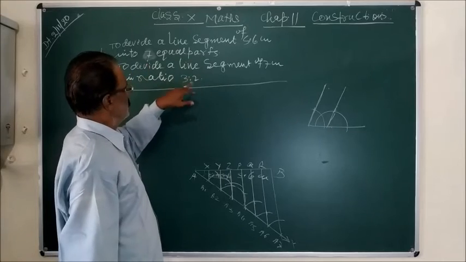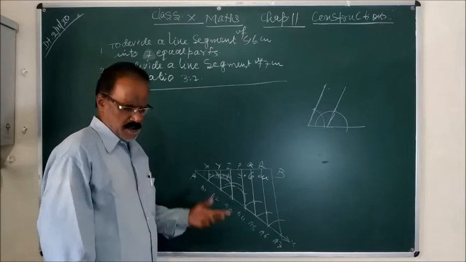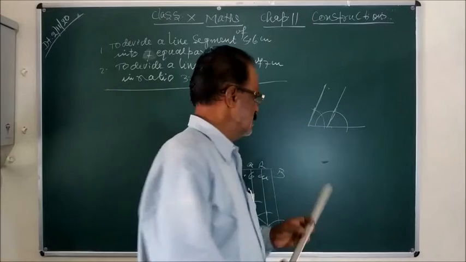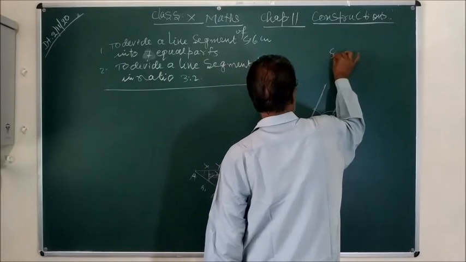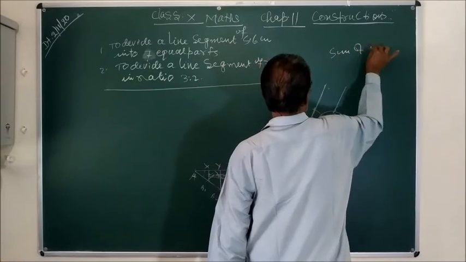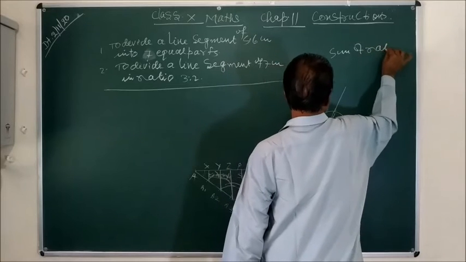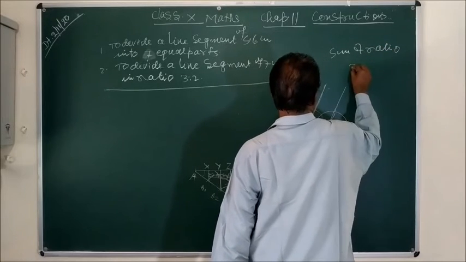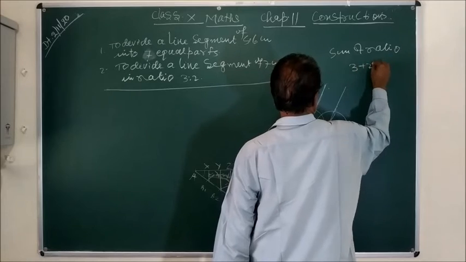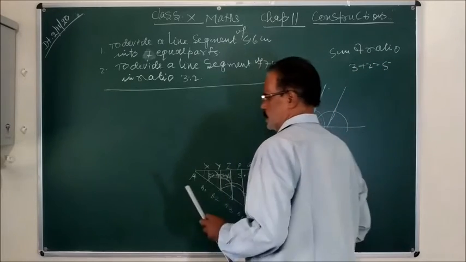Now you see some modification of another question. To divide a line segment into a given ratio. Ratio में दिया रहेगा, you will find the sum of ratios. So here is 3:2, so 3 plus 2, 5. And now ditto process.